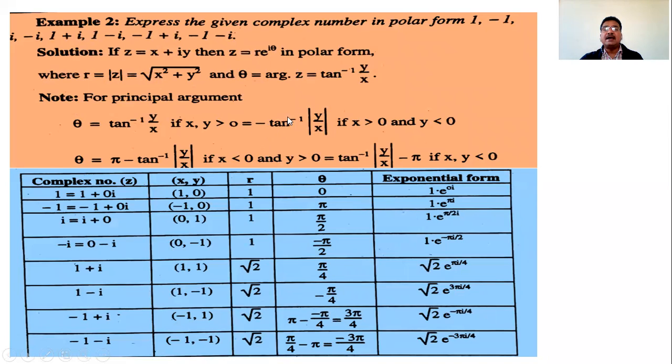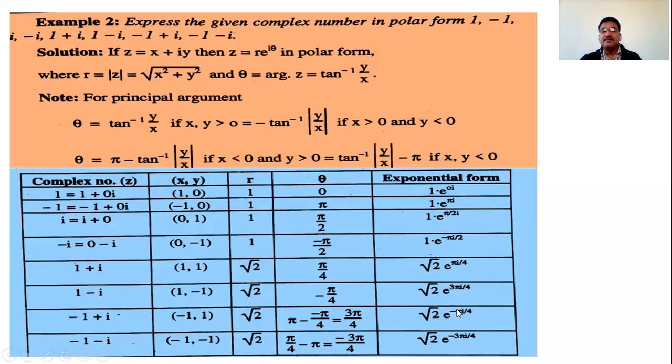Pi by 4. So minus tan inverse 1, that is minus pi by 4, is the principal argument of this number. And then the number in polar form, exponential form, is root 2 e raised to minus 3 pi by 4 i right here. This is the answer of the previous problem. Root 2 e raised to minus 3 pi by 4 i at this place. Okay, so this is the answer of this problem.